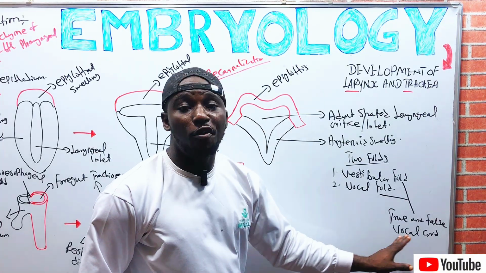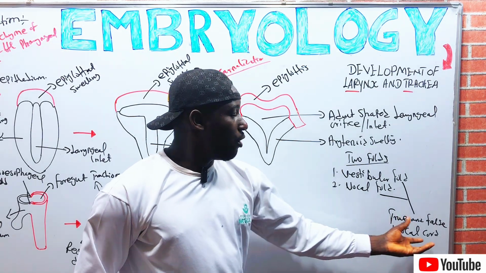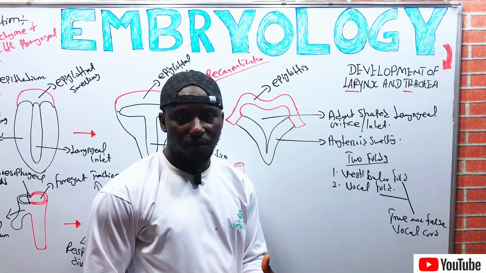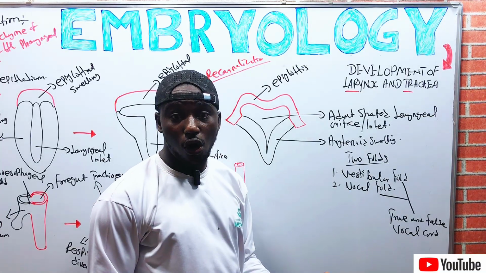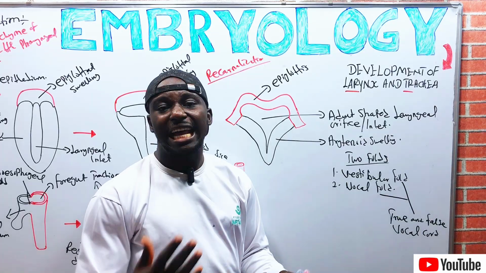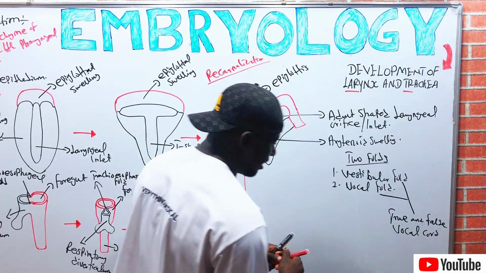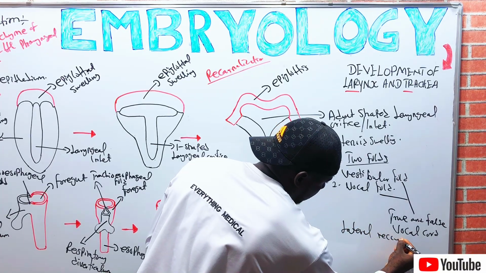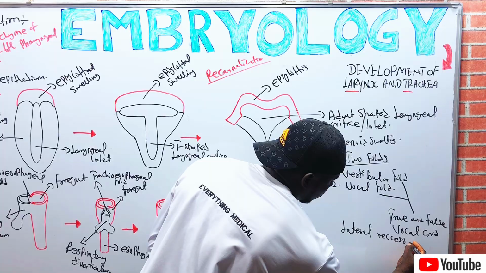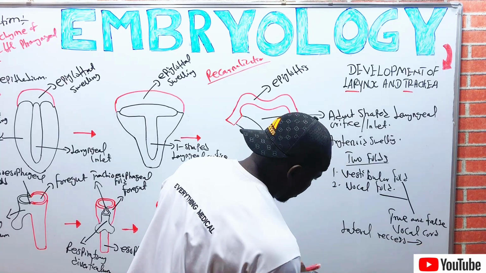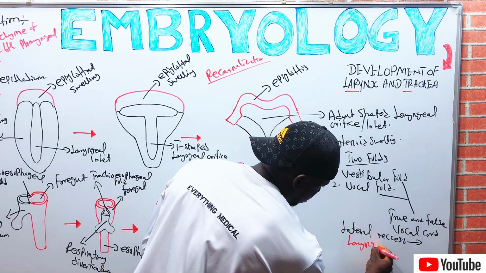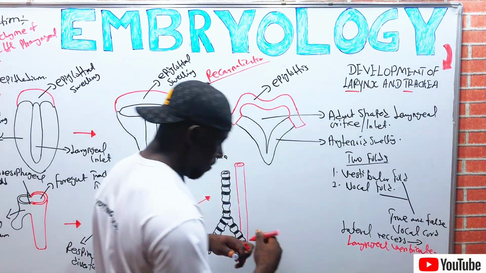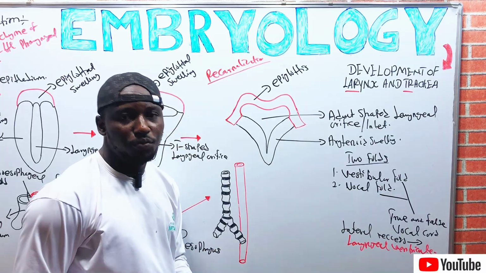Now, at the tip of the vocal cord, there exists a lateral recess which was formed by the fold called the laryngeal ventricle. That lateral recess is called the laryngeal ventricle, right?